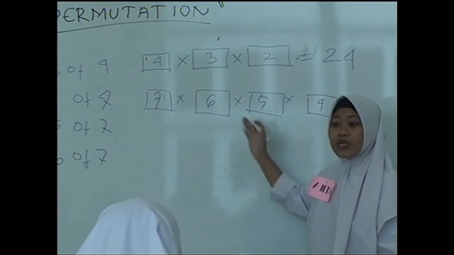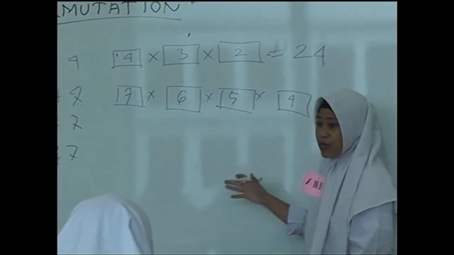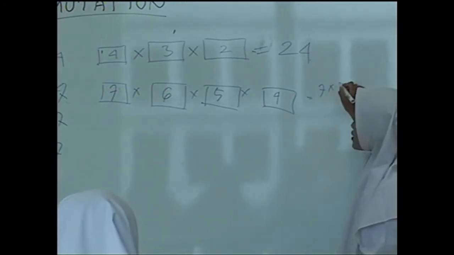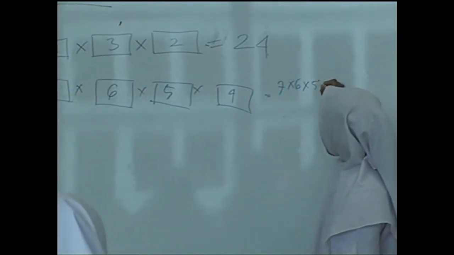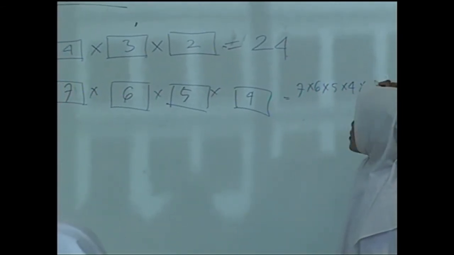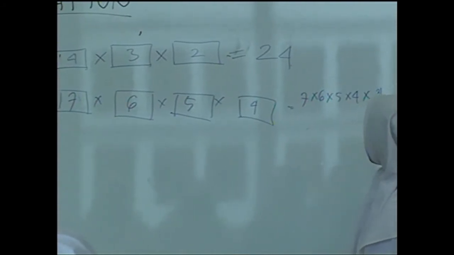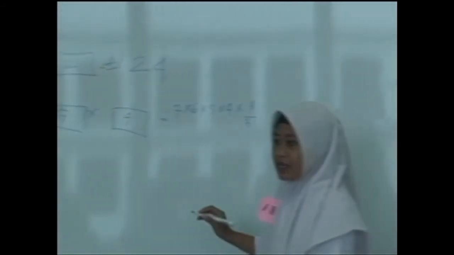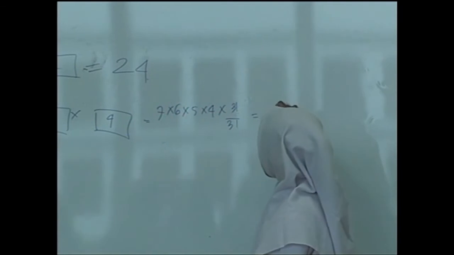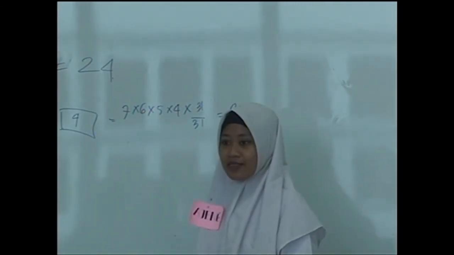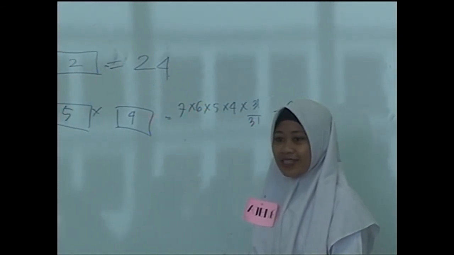After this, we change into factorial form. We get 7 times 6 times 5 times 4 times 3 factorial over 3 factorial. So the result is 840. Okay. Is there any question?